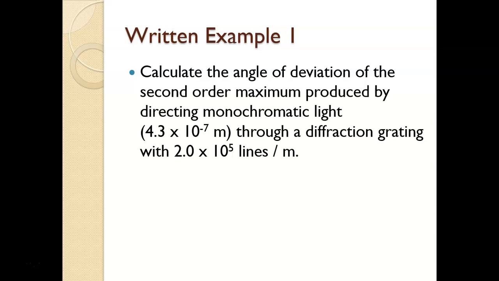So let's take a look at this example here. Calculate the angle of deviation of the second order maximum. Right, so we're looking for this angle. Second order maximum, so n is equal to 2. With monochromatic light, 4.3 times 10 to the negative 7 meters, through a diffraction grating of 2 times 10 to the 5 lines per meter.